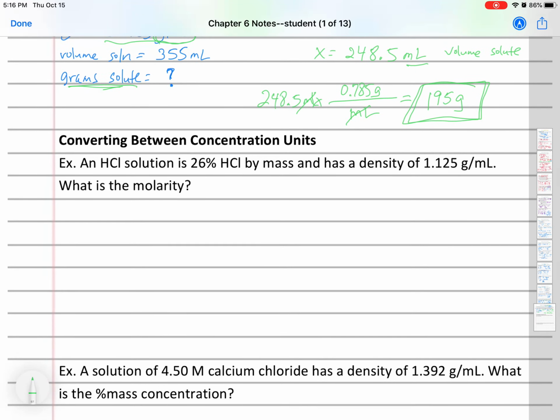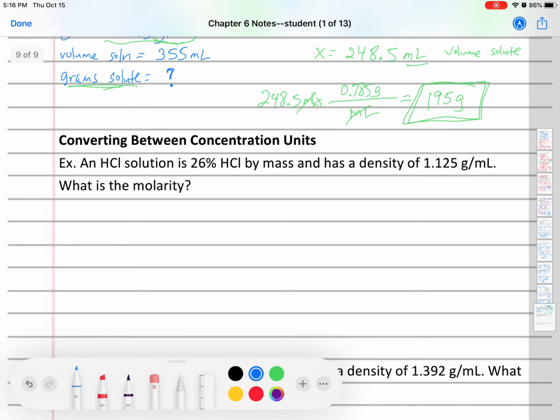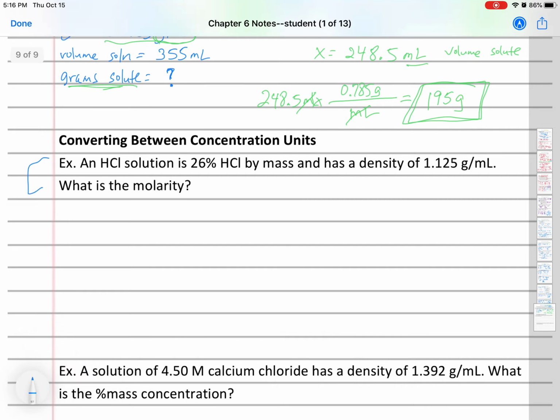Alrighty, so we've learned these different concentration units, molarity and percentages. Sometimes questions might ask you to convert between the two. So you might be given a concentration in percent and asked to convert to molarity, or vice versa. So let's work some practice problems. Converting between concentration units. Here we have a hydrochloric acid solution. It's 26% HCl by mass, and it has a density of 1.125 grams per milliliter. And we want to know what is the molarity.